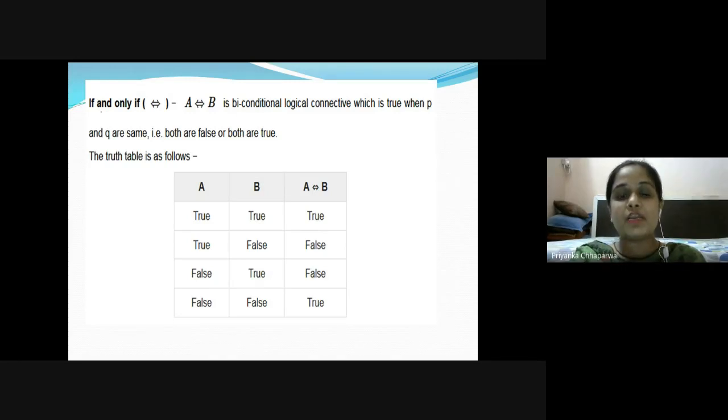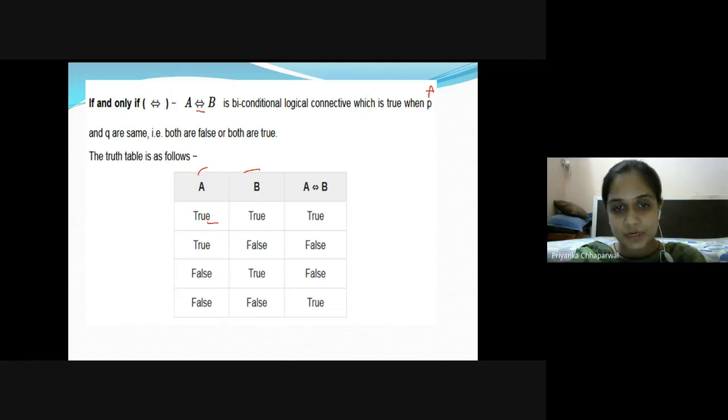What is if and only if? So this is the sign of the biconditional logical connective, which is true when P and Q are the same. P and Q are the same means A and B are the same, that is, both are false or both are true. Whatever variable you have, A or B, if both are the same, if both are true, then the answer is true. If both are false, then the answer is true. And the other condition, where one is true and one is false, is always false. So this is the truth table for the biconditional.